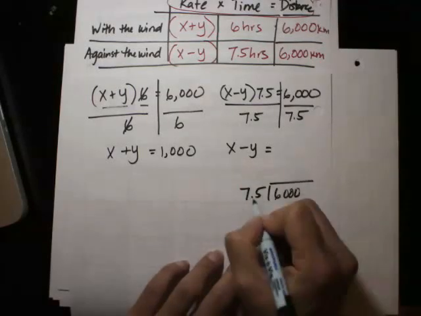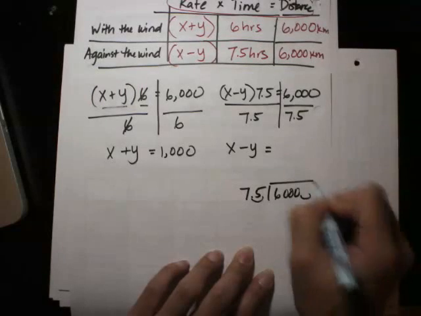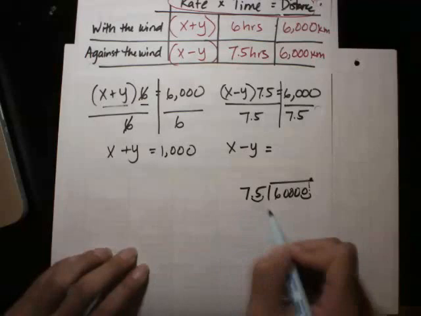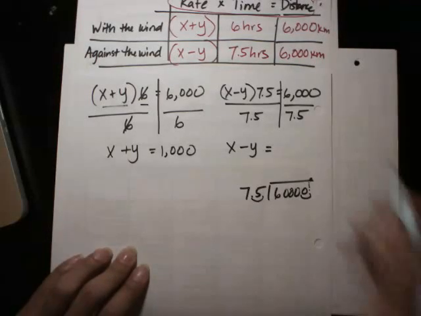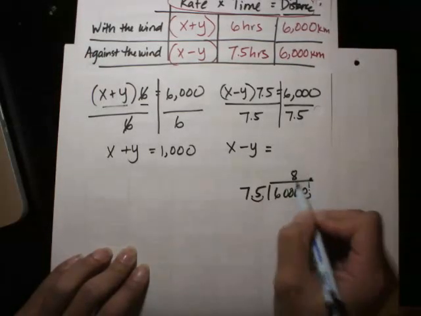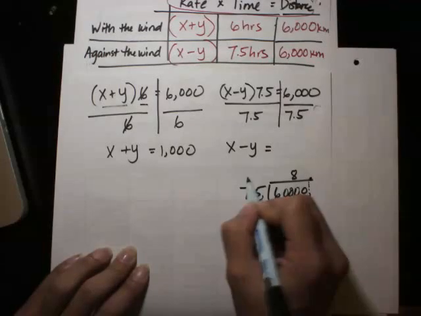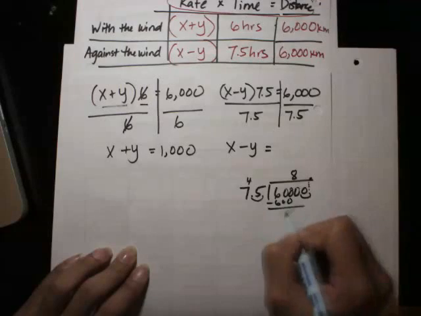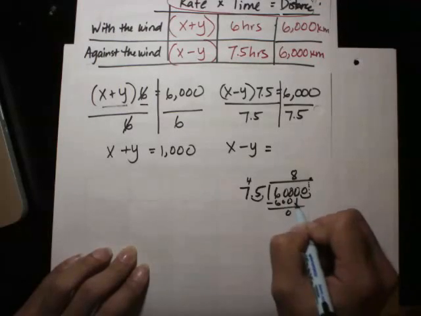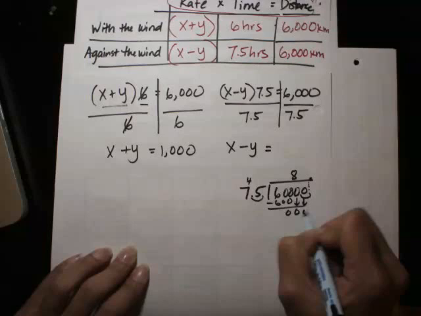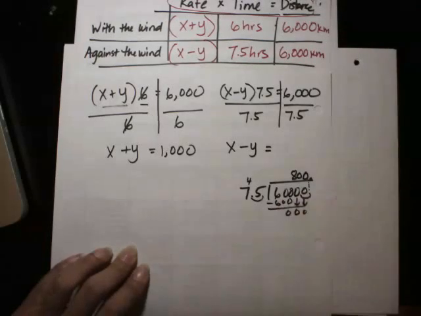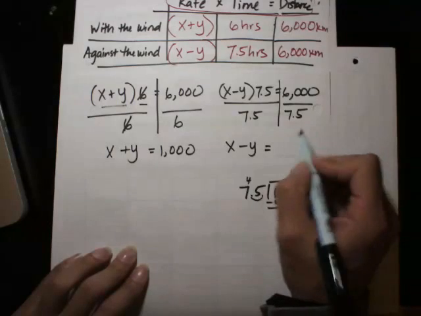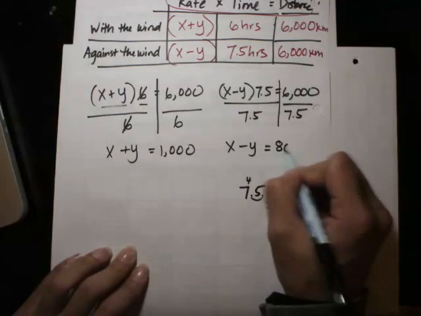7.5, again I have to shift that decimal over, and I'll bring it straight up. Okay, 75 goes into 600, I believe about 8 times. 8 times 5 is 40. 8 times 7 is 56, plus the 4 is 60. So that works out. And I still have two zeros, 1, 2. So I'm going to fill in 1, 2. Okay, so x minus y equals 6,000 divided by 7.5, which is 800.